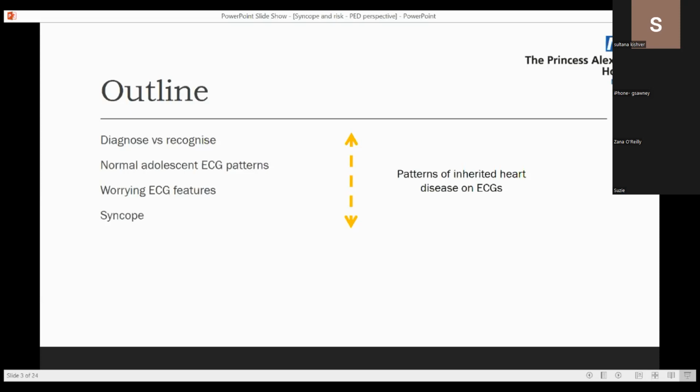Don't get me wrong, I still love the thrill of a diagnosis, so please don't misunderstand me here. But I think what we've got to do for the majority is know what it's not. So we're going to go through some normal adolescent ECG patterns, because the majority of children that are syncopal are usually around 12 and above. And what worrying ECG features would worry me, and then a bit of a chat about syncope. The thread going through this is going to be recognition of patterns that represent arrhythmogenic inherited heart disease rather than structural inherited heart disease on an ECG.